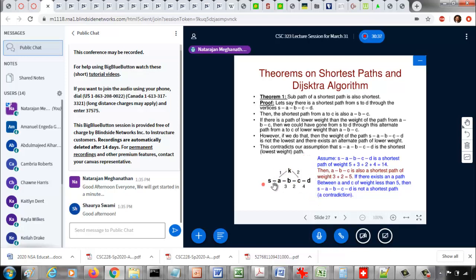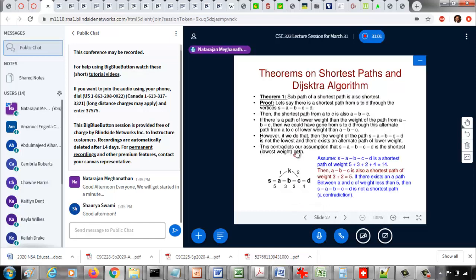So in order for SABCD to be a shortest path, every subpath of it should also be a shortest path. If any subpath of this shortest path is not a shortest path, then the original path itself is not the shortest path. So that's what we are proving. Okay, so you can type if you have any questions.